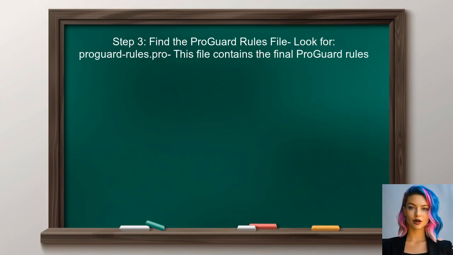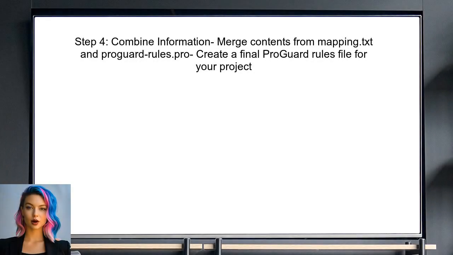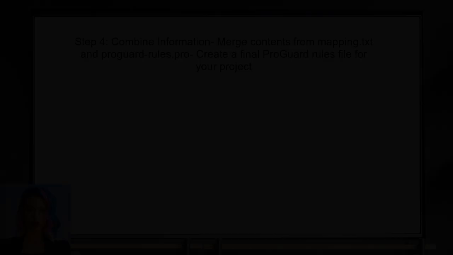rules. After that, the user should look for the ProGuard rules in the generated ProGuard rules file. This file is usually located in the same build output directory. Finally, the user can combine the information from the mapping.txt and ProGuard-rules.pro files to create a comprehensive final ProGuard rules file for their project.